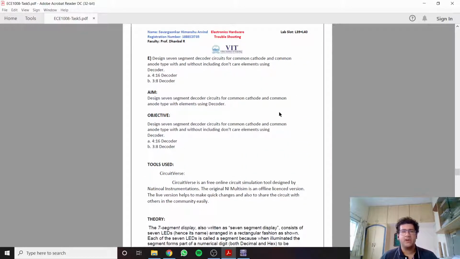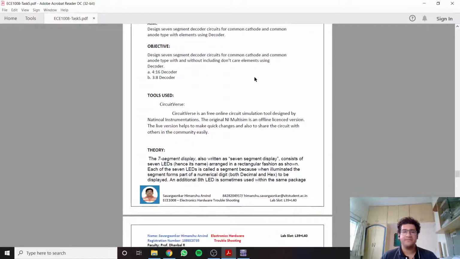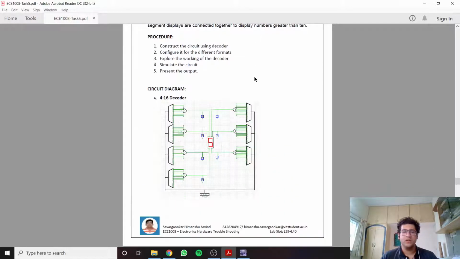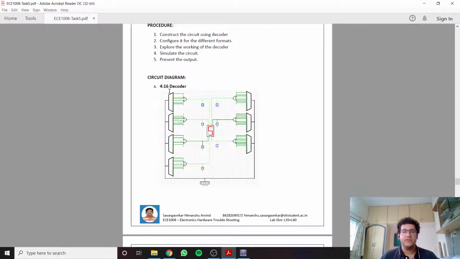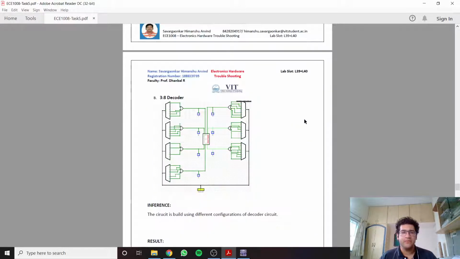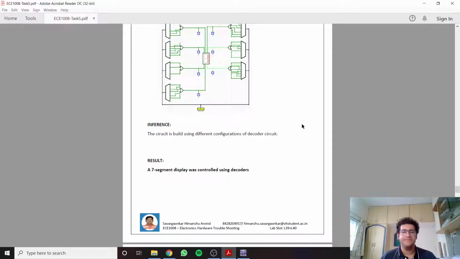In part E, we had to simulate a circuit for operation of a 7 segment display using decoders, 4:16 decoders and 3:8 decoders. Using the 4:16 decoder, this circuit was simulated for the operation of a 7 segment display. This circuit simulated the 3:8 decoder, used to again simulate the operation of the 7 segment display.